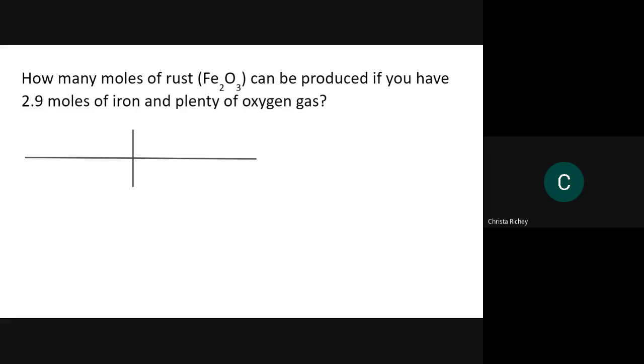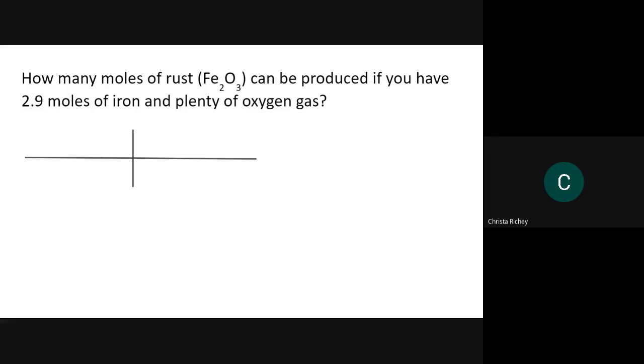If it says that something is in excess, or something you have plenty of, or you have more than enough of, that's not part of the problem. That's what's called an excess reagent. We're concerned with the one that controls the reaction, which is the one that's going to run out first, which is called a limiting reagent, which will eventually be Friday's lesson.